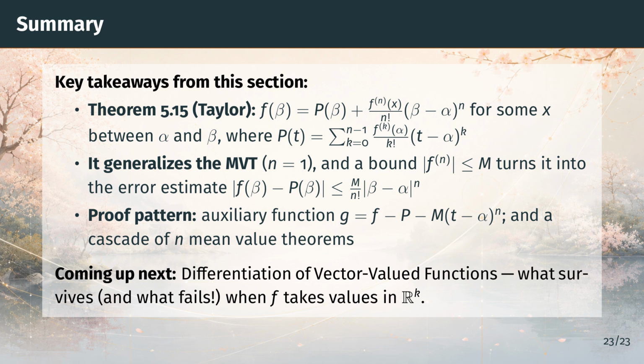In the next and final episode of Chapter 5, we ask what happens to differentiation when f takes values in the plane or in higher dimensional space. Some results survive unchanged, but surprisingly, the mean value theorem and L'Hopital's rule fail, and we will see explicit counterexamples together with the inequality that comes to the rescue. See you there.